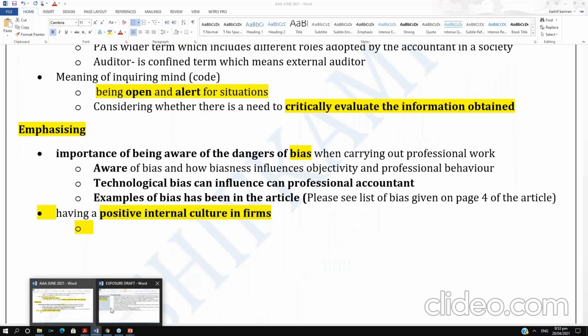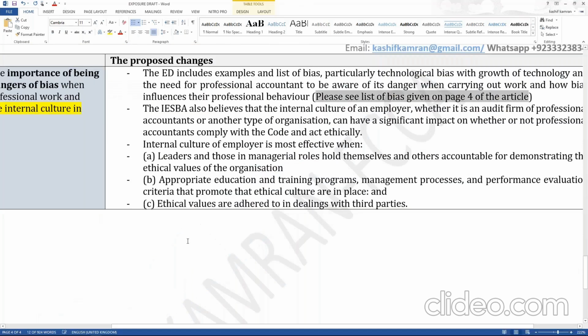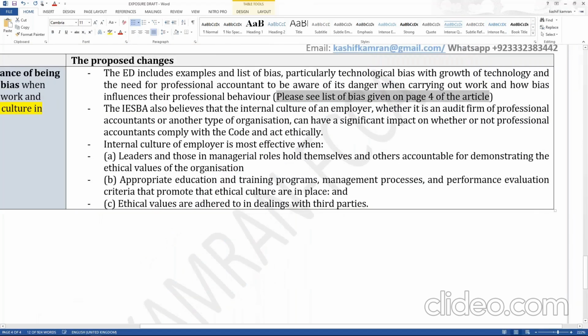Let's go back to the summary. Let's see what the summary tells us about it. The summary tells us about the first thing. The exposure draft includes examples and a list of bias, particularly the technological bias, with growth of technology and the need for professional accountants to be aware of its danger when carrying out the work, which we discussed yesterday. Please see the list of bias given on page 4 of the article. So that's one.